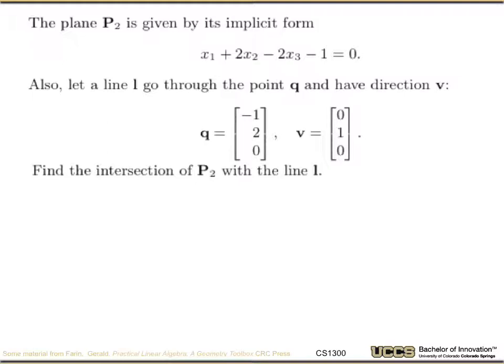Okay, so let's go the other way around and find an intersection. Given that P2 is a plane given in implicit form by this equation, and L is a line that goes through the point Q and has direction V, so this is a 3D line. Starting at that point, going with this as its direction vector, find the intersection of P2 with the line. Work through that problem, come back and hit play after you've solved it.